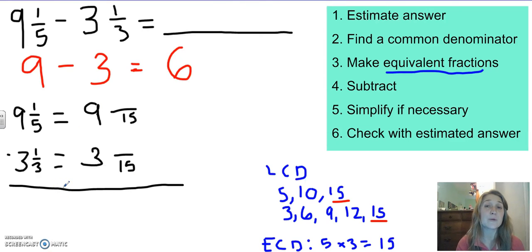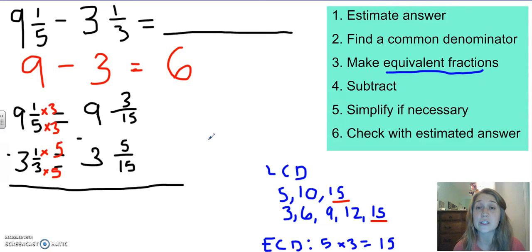To get an equivalent fraction, I multiply the numerator and the denominator by the same thing. 3 times 5 equals 15. What I do to the bottom, I do to the top. 1 times 5 equals 5. 5/15 is my first equivalent fraction. Looking at 1/5, 5 times 3 equals 15. What I do to the bottom, I do to the top. 1 times 3 equals 3. 3/15 is my equivalent fraction. So now I have 9 3/15 minus 3 5/15.